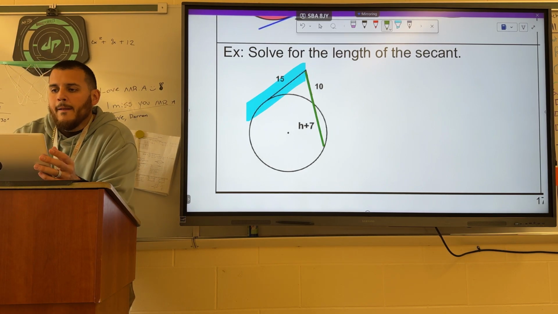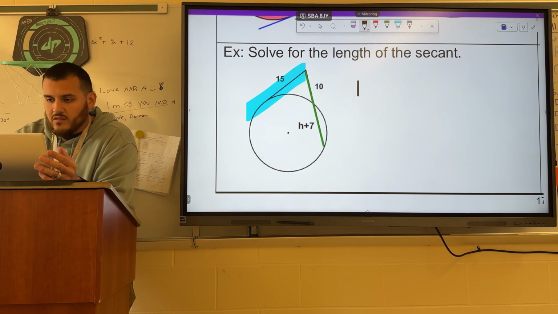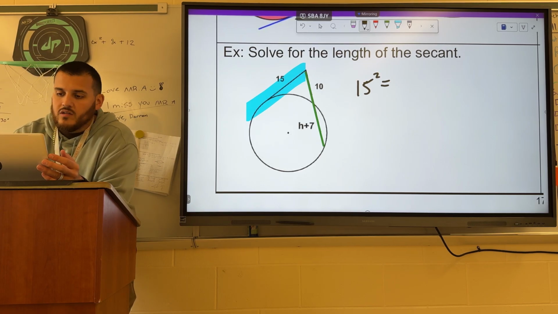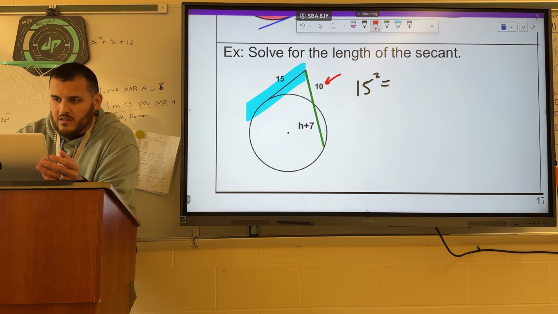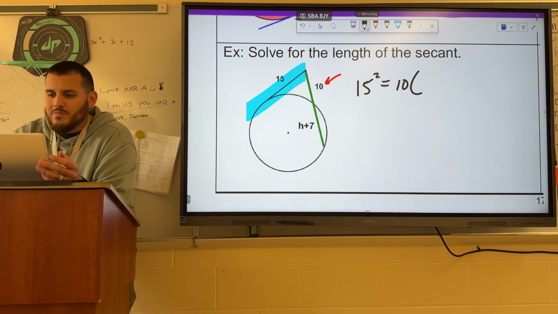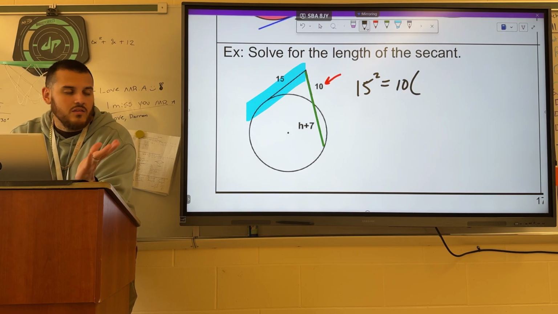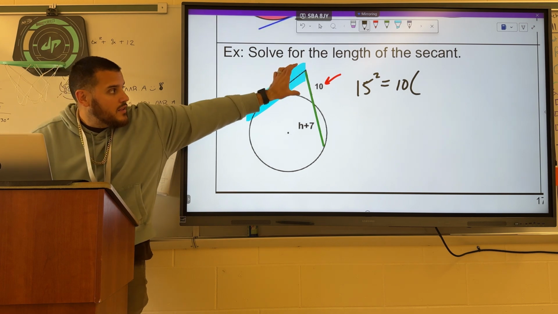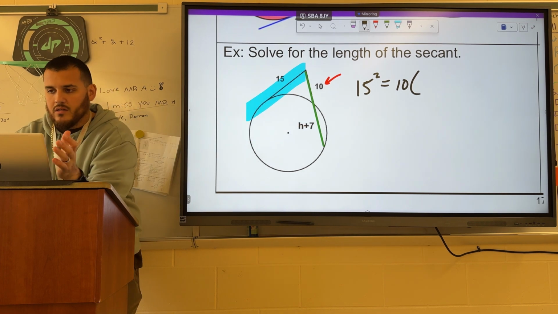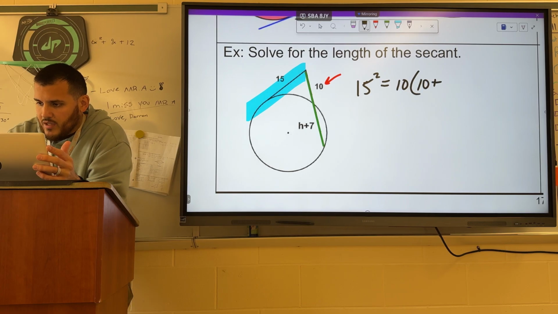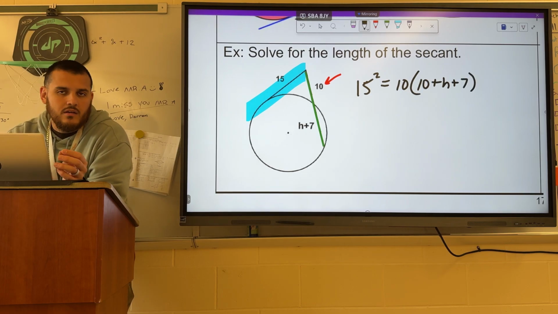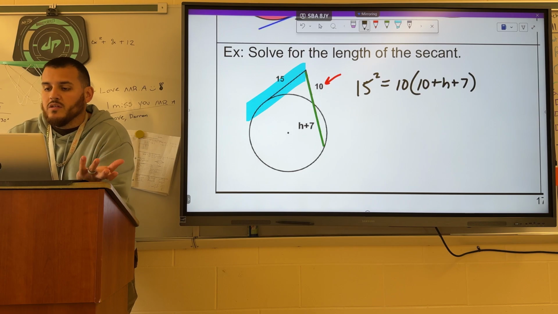That is a secant. And again, the math is the tangent squared is equal to the external portion of the secant, which is the 10, times the entire secant. So the entire green piece would be the external part plus the internal part. So it would be 10 plus h plus 7 would be the whole secant. And we would do algebra from here.